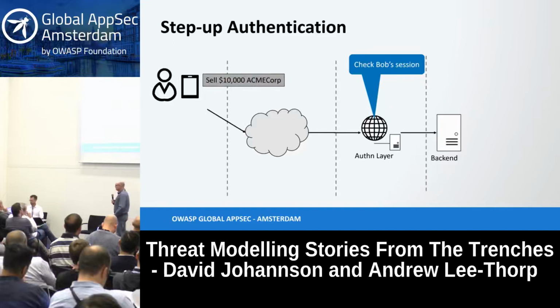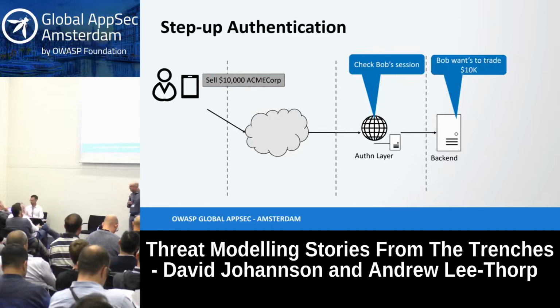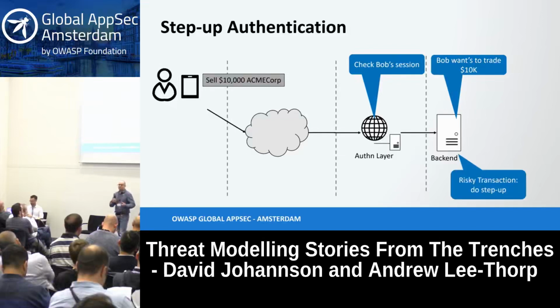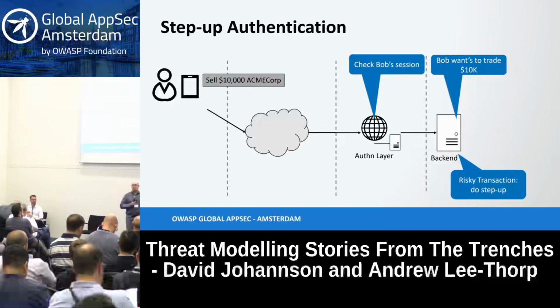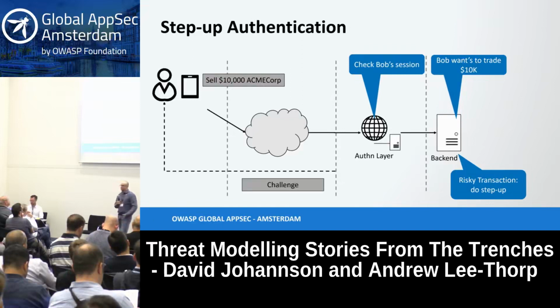I'm going to forward this to the business layer. Goes to the business layer. And typically what you have is some kind of risk engine. Say, Bob wants to trade 10K. I'm going to go through a risk process. And it's going to say, well, this is risky. I'm not happy that you've just done single factor. I want you to step up. I want you to prove that you're really Bob, because business-wise, it's a risky transaction.